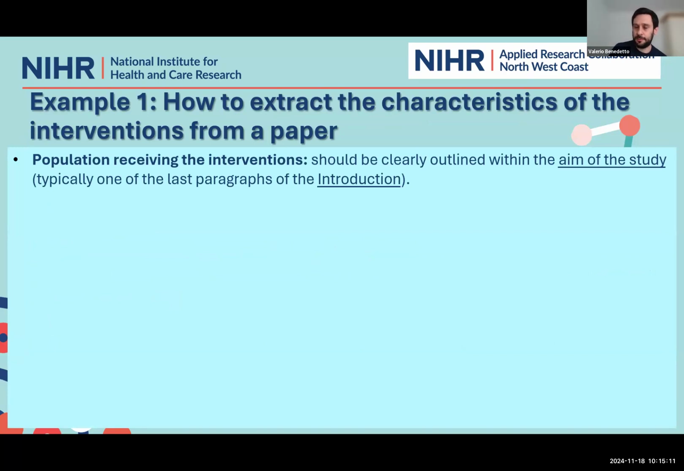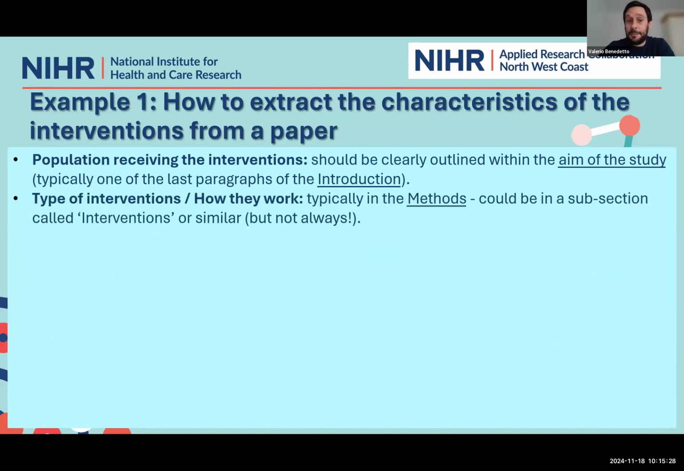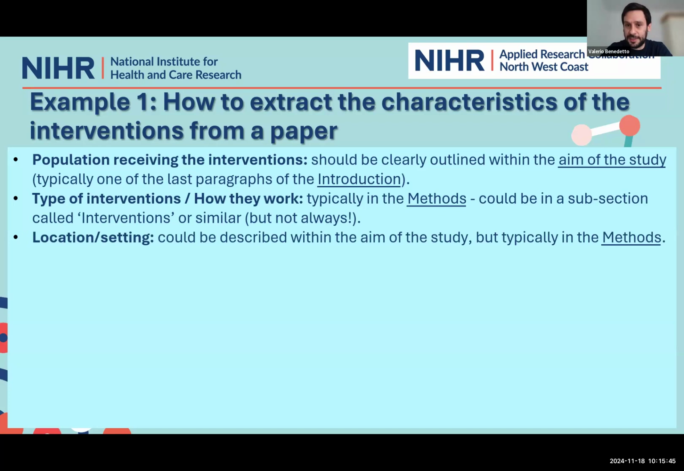So in terms of the target population, that should be clearly outlined within the aim of the study. You might have a paragraph right at the end of the introduction describing the aim of the study, and in that paragraph you will also see some indication of the target population. The type of intervention and how they work is typically in the method. So if you open your paper, go to the method, and you will find maybe a subsection called intervention, maybe not, but you will find some information about the interventions and how they work. Similar for the location and the setting: it could be described within the aim, but typically you will find that in the method section of the economic evaluation.